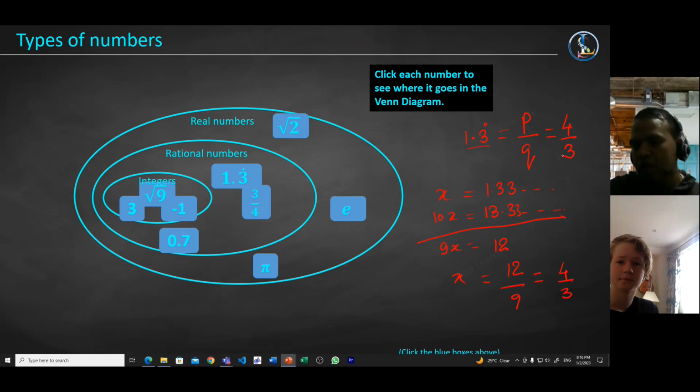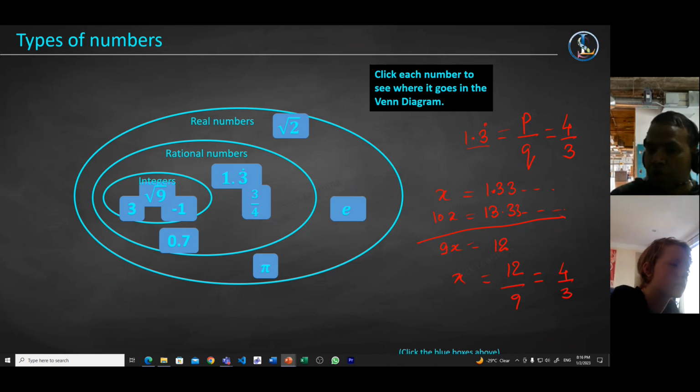So this is the way of writing the recurring number in terms of P over Q. What we did here: since we know that after the decimal 3 keeps on repeating, only one number before the decimal, that is 1, is the unique one. That is why we multiplied both sides by 10. So the left side became 10x and the right side became 13.333 again.